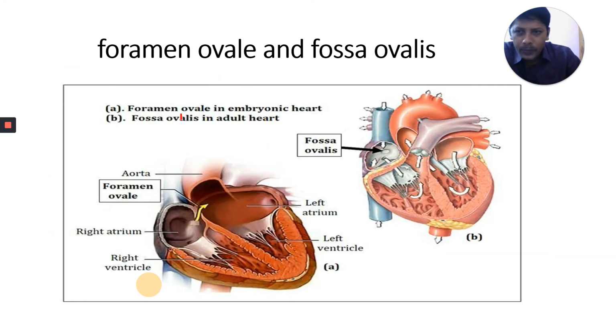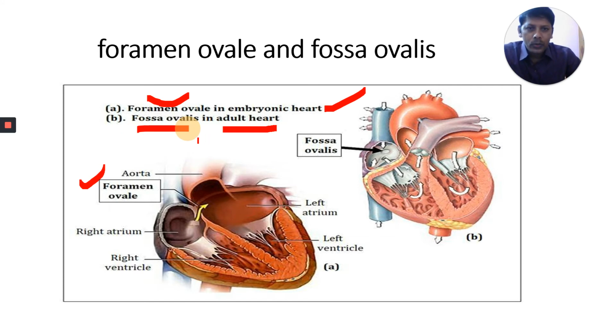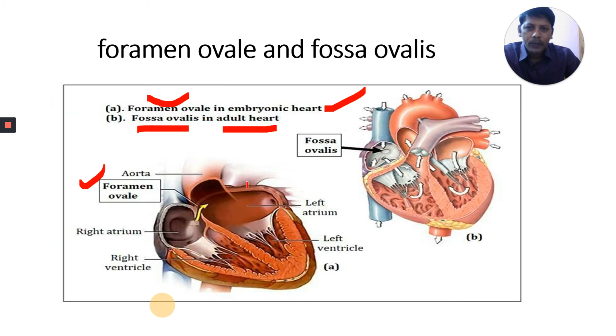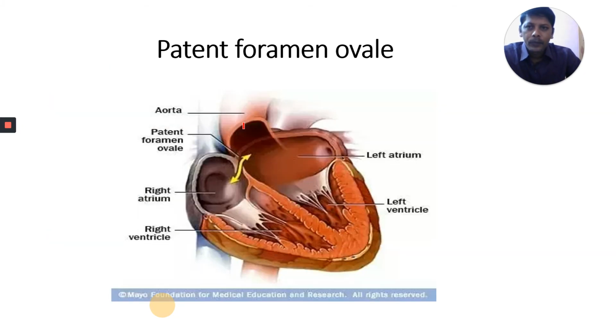You can observe here foramen ovale in the embryonic heart. Here foramen ovale is present. Where is it? In the interatrial septum. Here there is the interatrial septum, and here there is a pore. This is called foramen ovale. After birth, fossa ovalis is present in the adult heart.